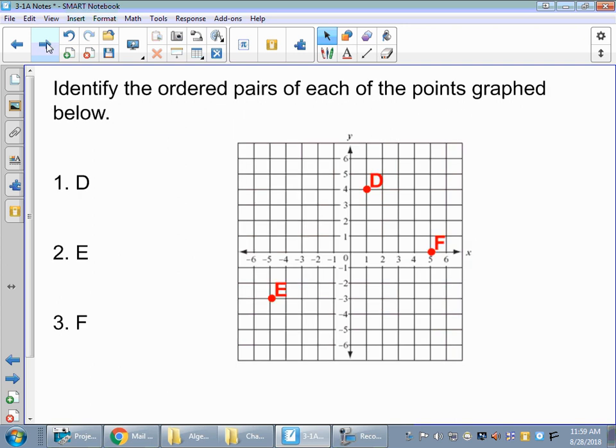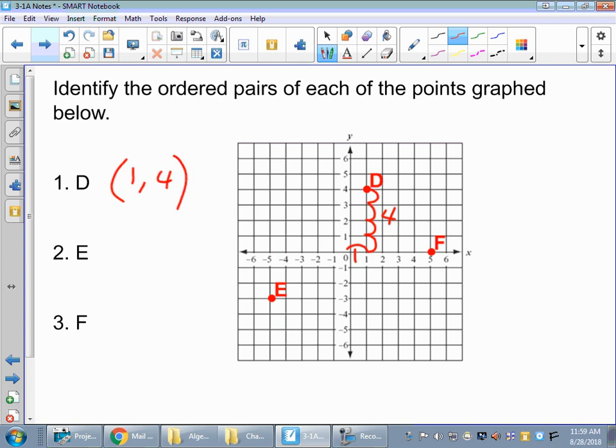Next we're going to identify the ordered pairs. Give me the ordered pair for each point. So where is D at? Again, I'm starting at the origin. I'm going 1 here, and then I'm going up 1, 2, 3, 4 to get there. So I went a +1 for x and a +4 for y. So D, my ordered pair, would be 1, 4. Remember, your x has to be first. x, then y. x, then y.